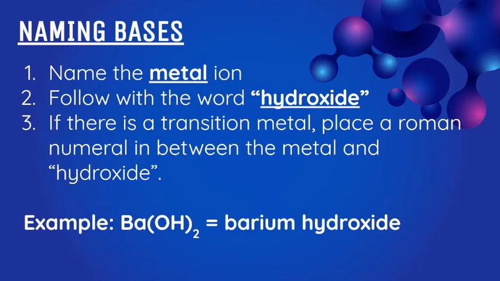So we're going to name the metal ion. We're going to follow it up with the word hydroxide. If there is a transition metal, so remembering that our D block in the middle of the periodic table, those are going to be our transition metals, we're going to place a Roman numeral in between the metal and the hydroxide. So the example that we have is going to be our BaOH2, with our Ba being our barium and our OH being our hydroxide. So barium hydroxide.